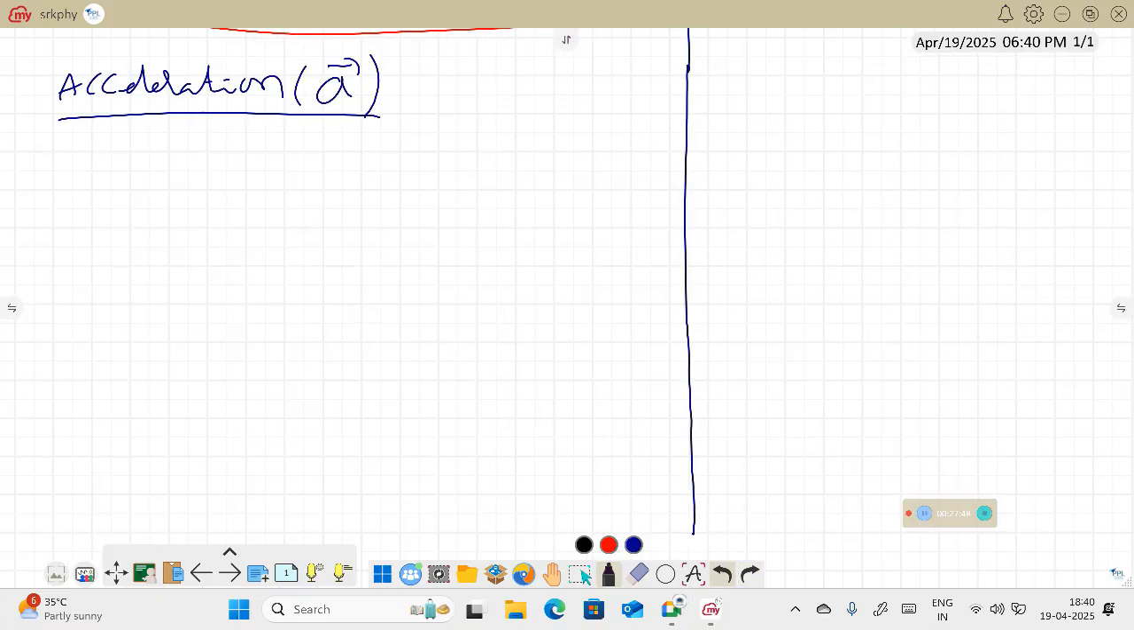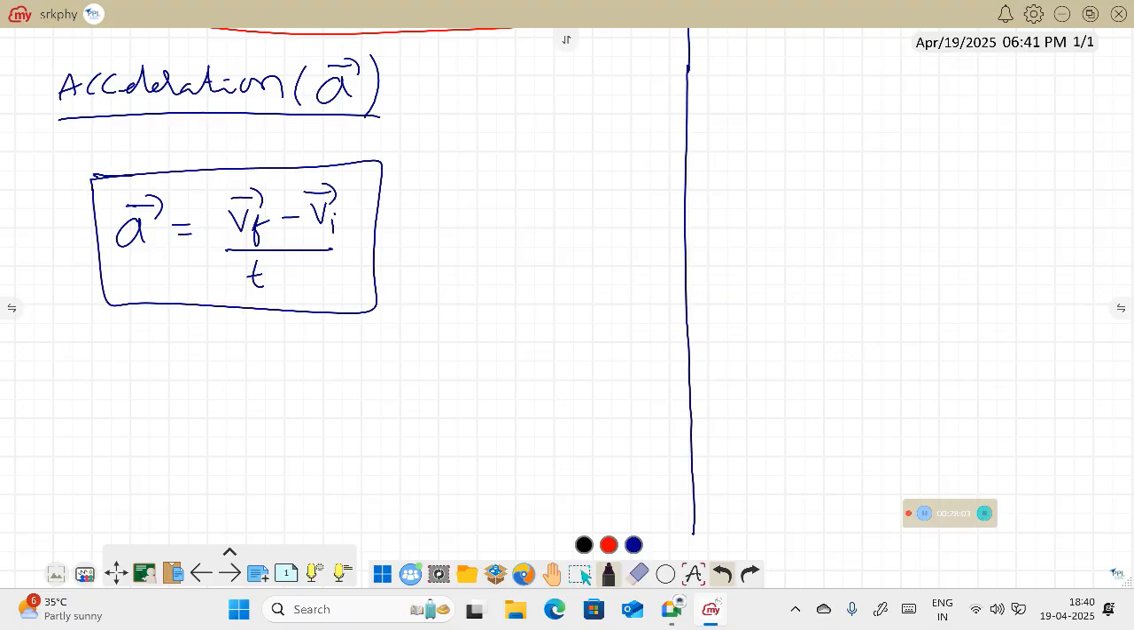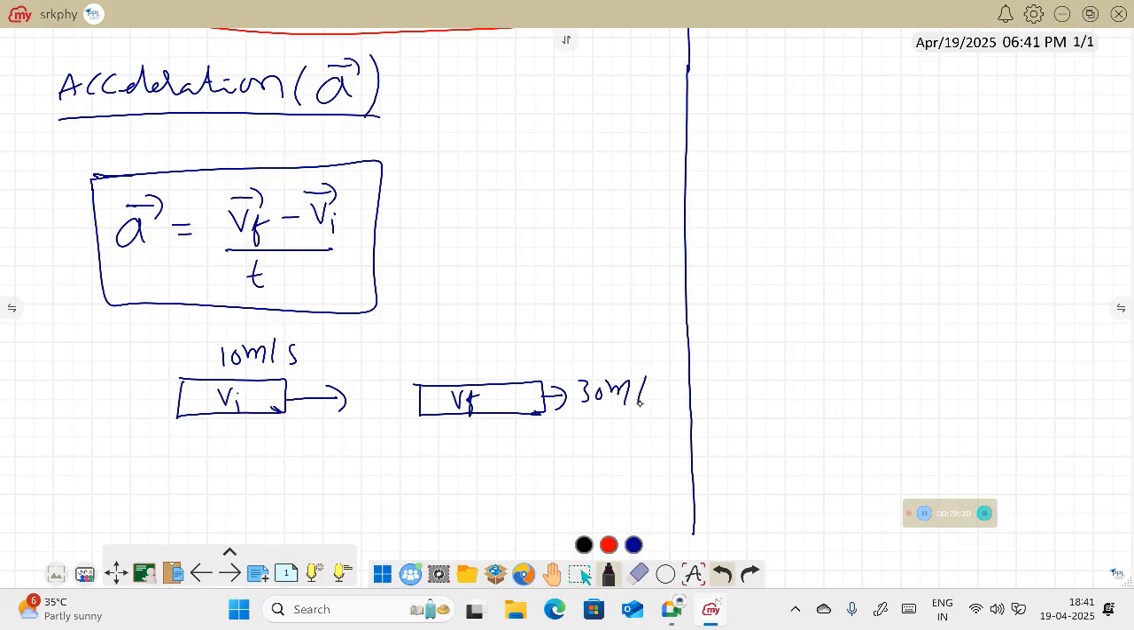Now what I said just, acceleration is equal to nothing but change in velocity, right? V final minus V initial by time. To explain this one, an example: a vehicle is having initial velocity of 10 meters per second. After a certain time, what is the final velocity? 30 meters per second, we take, in the time of 1 second.